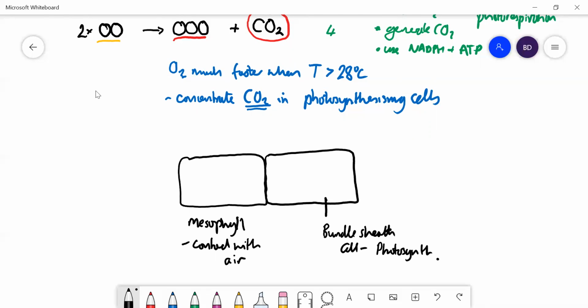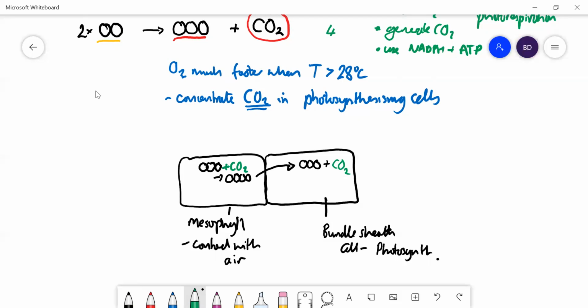And what happens is you get a 3-carbon molecule here, and that reacts with CO2 to form a 4-carbon molecule. That 4-carbon molecule then goes from the mesophyll cell, where there's plenty of CO2, into the bundle sheath cell, which is away from the air, but that's where the photosynthesis is occurring. There, the 4-carbon molecule will decompose back into a 3-carbon molecule, and you'll get CO2 released.